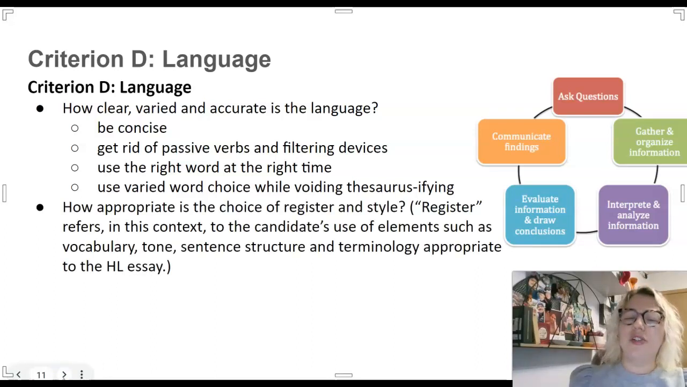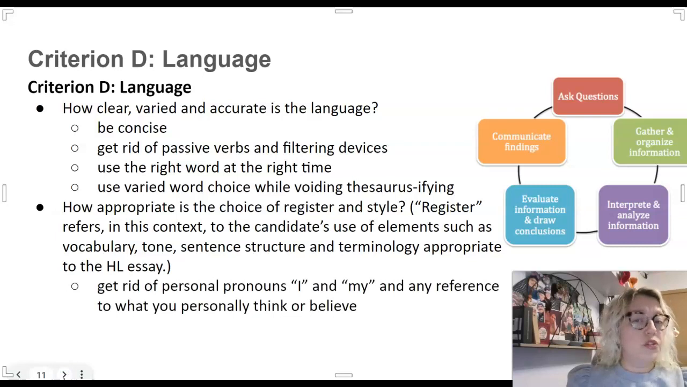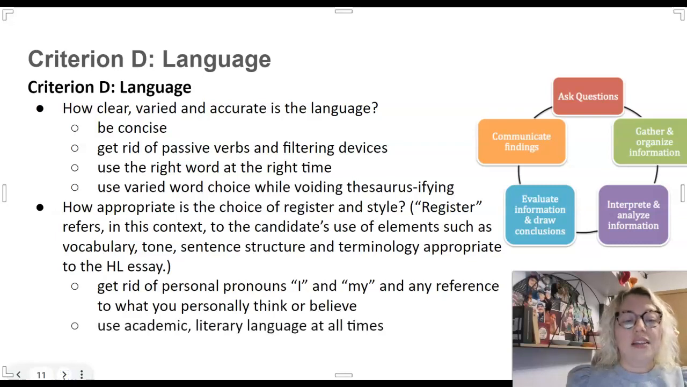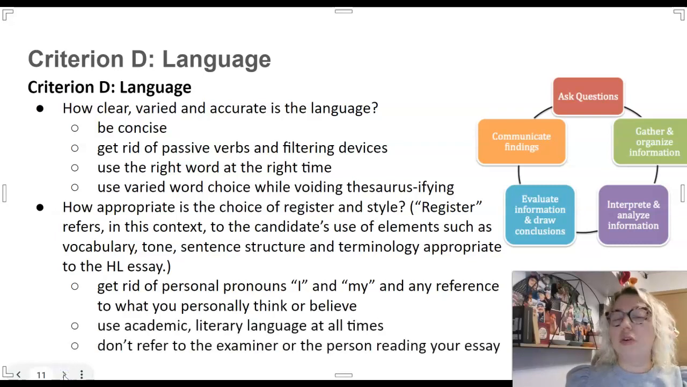How appropriate is the choice of register and style is another question IB examiners ask for Criterion D. Register refers in this context to the candidate's use of elements such as vocabulary, tone, sentence structure, and terminology appropriate to the higher level essay. So get rid of personal pronouns, no I's, me's, and my's, and any reference to what you personally think or believe. It's already assumed that you believe everything you're writing or you wouldn't write it. Use academic literary language at all times. Don't refer to the examiner or the person reading your essay. These are what will make your Criterion D score high.